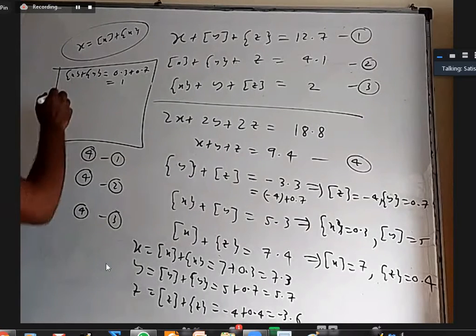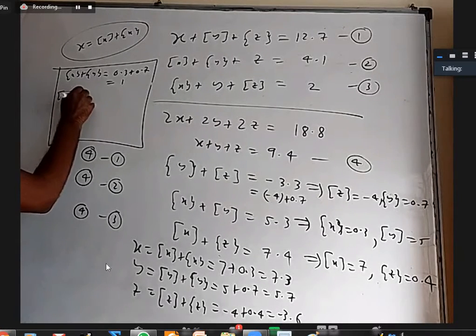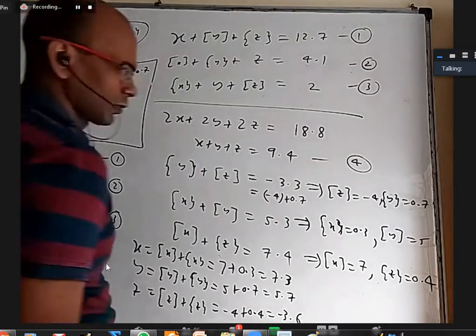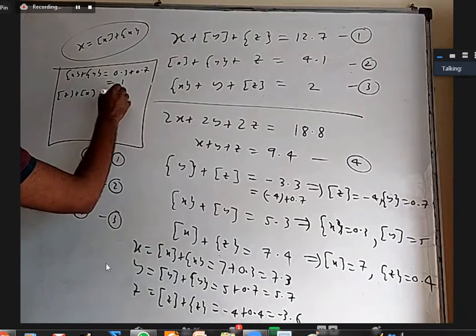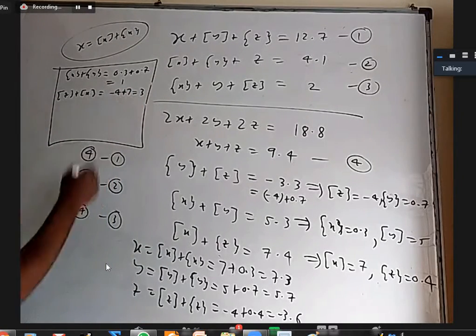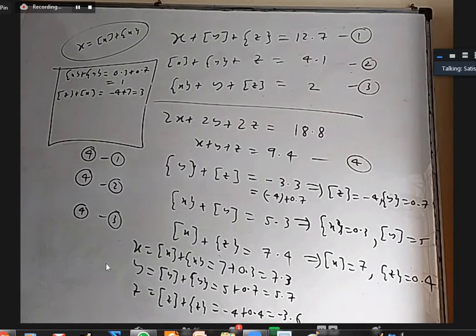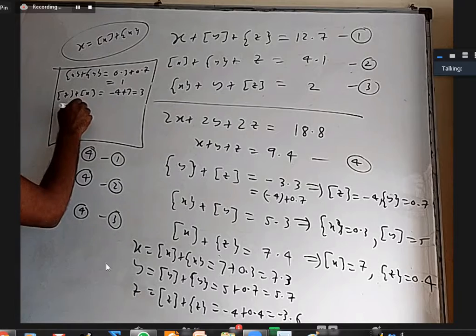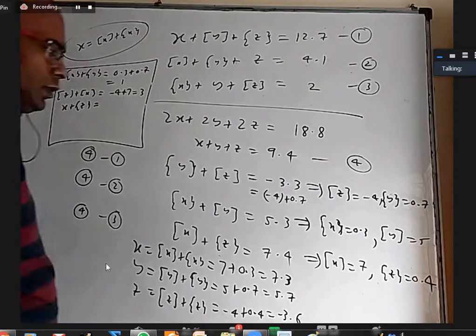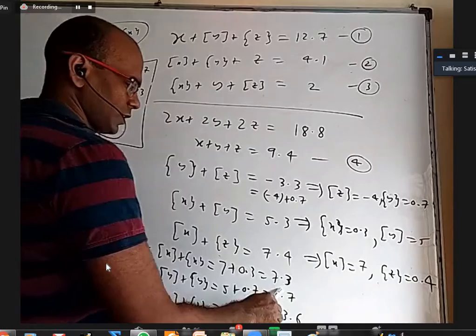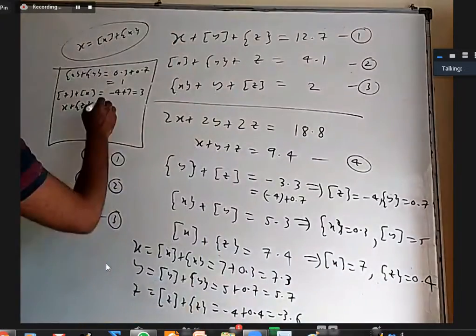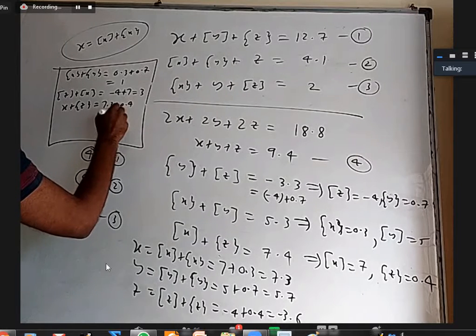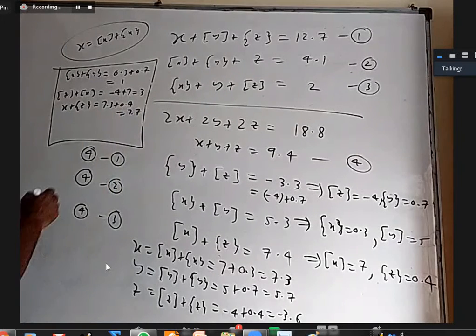Integer part of z plus integer part of x: -4 and 7, which is 3. Next, x plus fractional part of z. X we got here 7.3 and the fractional part of z is 0.4, so 7.3 plus 0.4, which is 7.7.